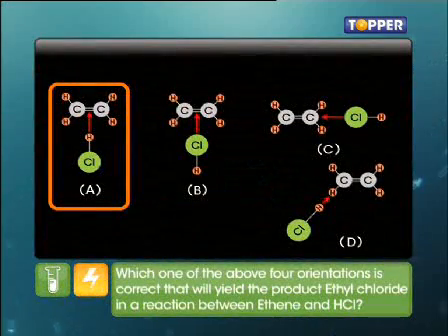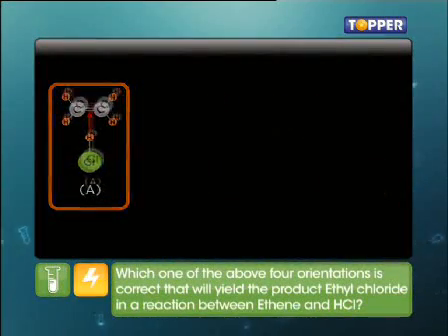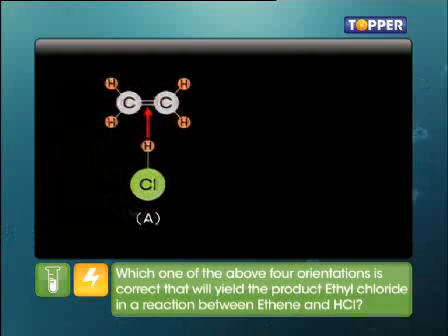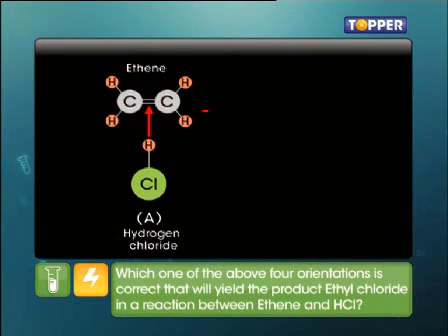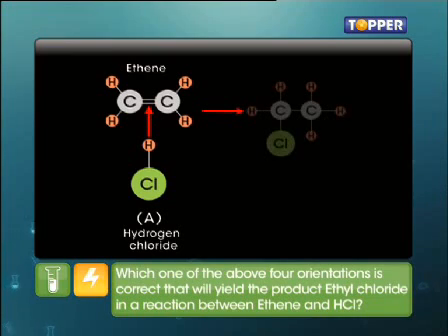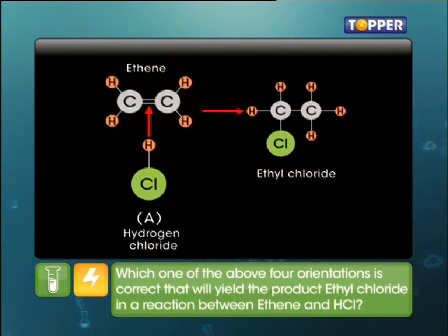Welcome back. Before the break, I had shown you 4 possible ways in which an HCl molecule can approach an ethene molecule before collision and asked you to find which of them would lead to a reaction. The correct answer is A. Why? Because only in collision A, there is a proper orientation of ethene and hydrogen chloride molecules that lead to the formation of ethyl chloride.